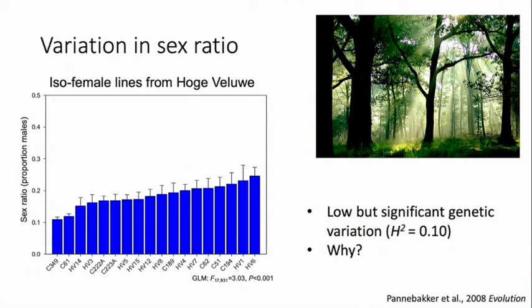And again, if you start looking into the wild, you see that there's variation. It's not too much, but it's significant. And it leads to a heritability of about 10%. That's a broad sense heritability, so the difference between isofemale lines. The question, of course, is why is there variation? You can predict what the optimal sex ratio is, but there's actually variation around that.